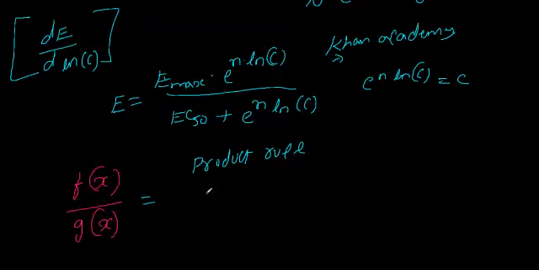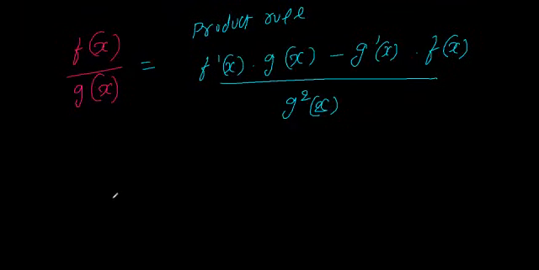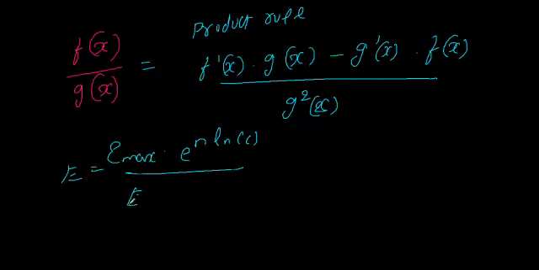So the derivative of f of x over g of x is f prime x times g of x minus g prime x times f of x, over g square x. Okay, g square x, guys. Alright, so now I'm going to put this equation, our E is equal to E max e to the power of n ln of c over EC50 plus e to the power of n ln of c, into this form.